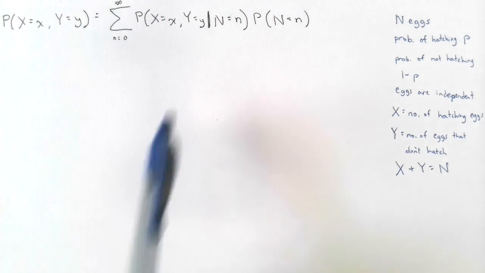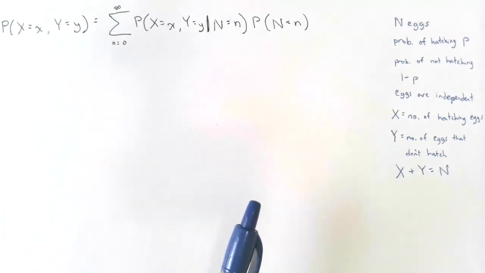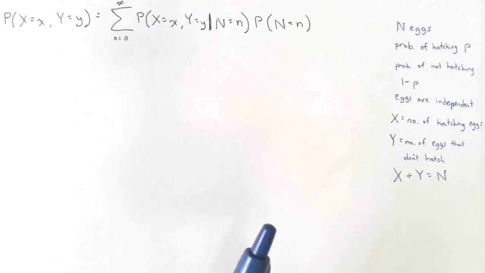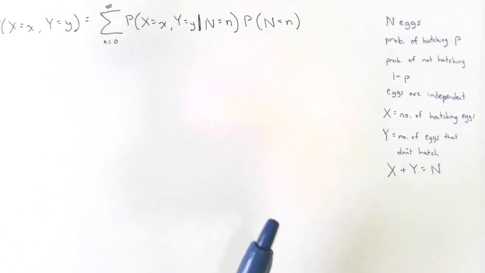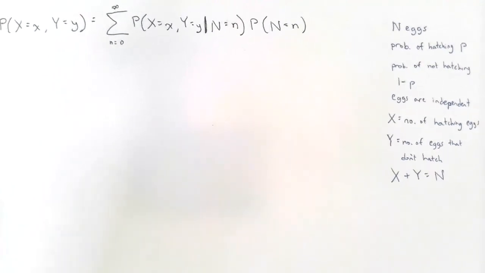Now with this given information, we want to find a way to solve this expression where the probability of X and Y equals the sum of the conditional probability of X and Y given that N equals some number, times the probability that N equals some number. And that number is going to be from 0 all the way to infinity. So let's see if we can find a way to simplify this.